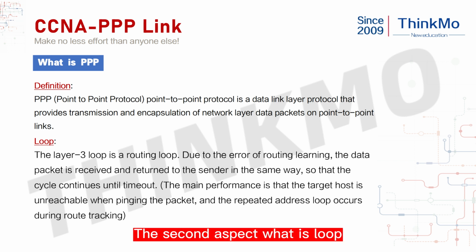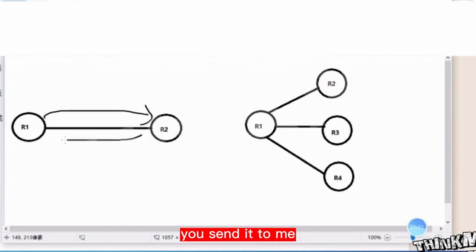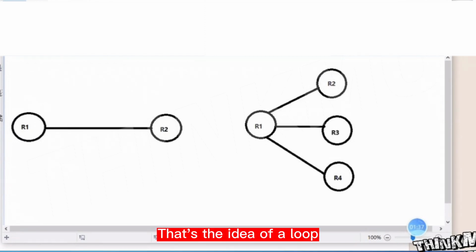The second aspect: what is a loop? On a PPP link, it creates a loop. The loop is simple: I send it to you, you send it to me, forming a circle. That's the idea of a loop. It's definitely not acceptable. And then there's the third question: how do PPP loops come about? There is only one line between two devices. How can you create a loop?